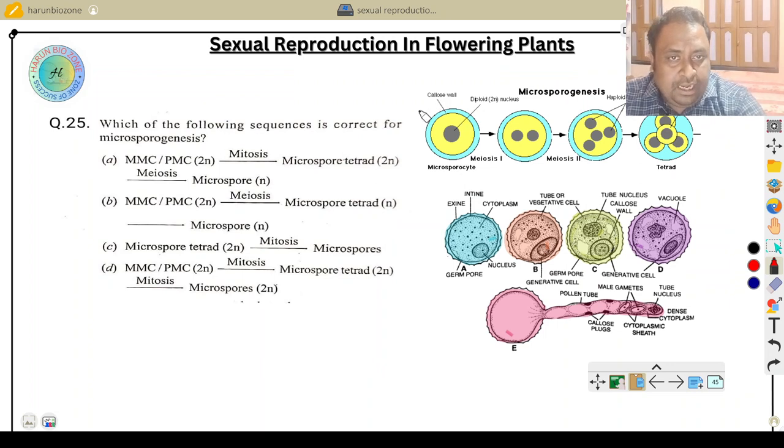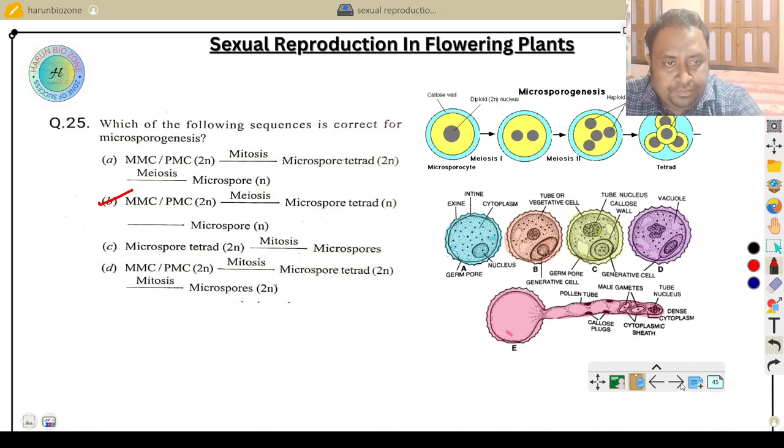This is the microsporocyte or microspore mother cell or pollen mother cell, which then divides meiotically, meiosis 1, from 2n to 4n, and four haploid microspores are produced. These microspores are joined to each other by callose. This callose is broken down by callase. Callase is produced by tapetum, and they separate from each other and produce four different microspores.